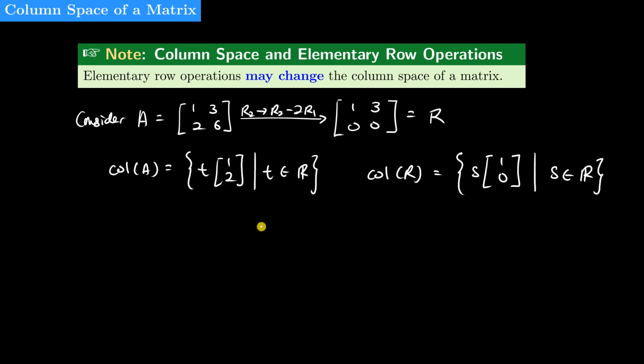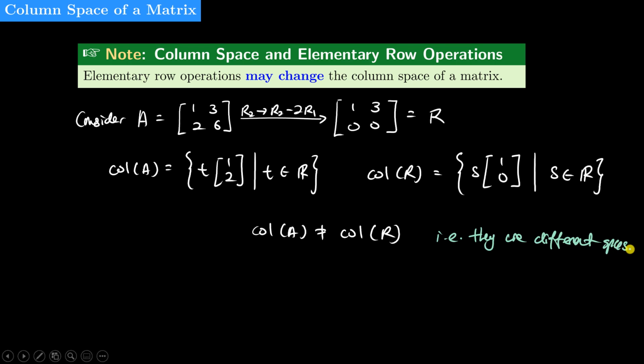So we can clearly see that the column space of A is not the column space of R. That is, they are different spaces, and therefore elementary row operations may change the column space of a matrix.